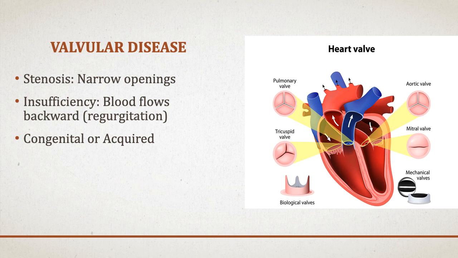So our valvular disease consists of stenosis. Stenosis is a narrowing of the openings. When we talk about insufficiency, we're talking about backflow, or the backflow of blood up into the chamber. And that is regurgitation, so that is your backflow. Then we also have valvular disease that is congenital or is acquired.